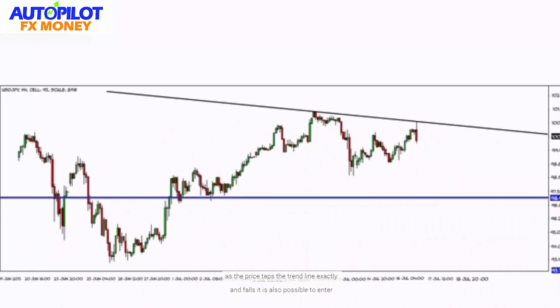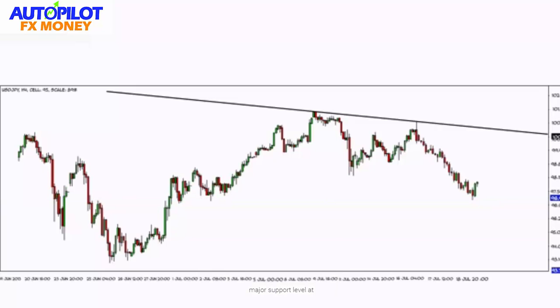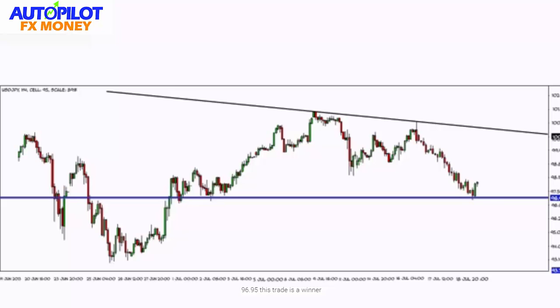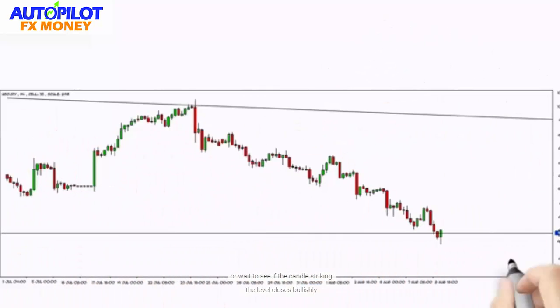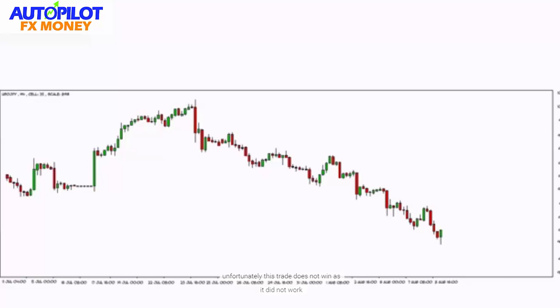It is also possible to enter after the close of the 4-hour candle, which is a bearish outside bar. The obvious profit target is the nearest major support level at 96.95. This trade is a winner, hitting the profit target on 7th of August. As we hit the support level of 96.95, we have the option to either enter a long trade immediately or wait to see if the candle striking the level closes bullishly. The 4-hour chart does not give us an entry, but the 1-hour chart gives us a bullish engulfing bar. Unfortunately, this trade does not win. As it did not work, we erase this support level and wait for the next opportunity.